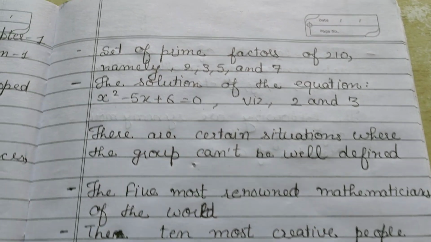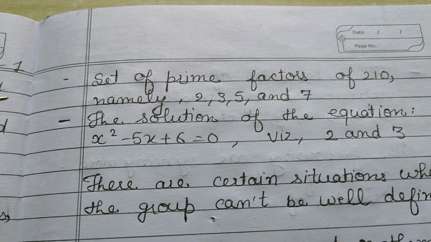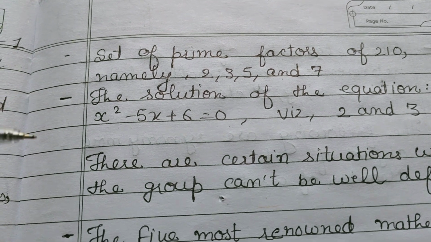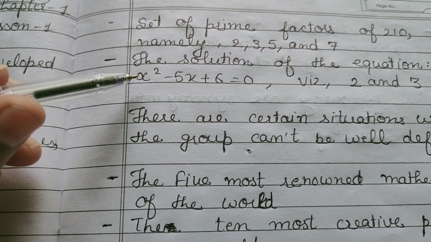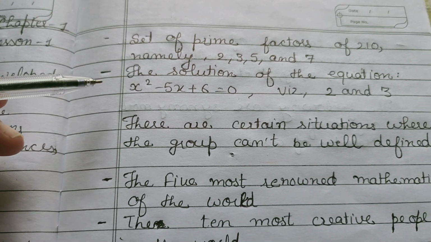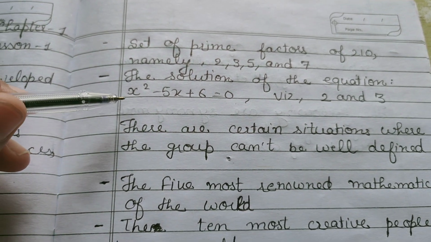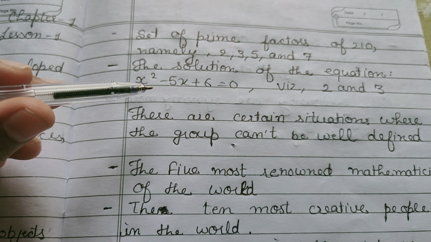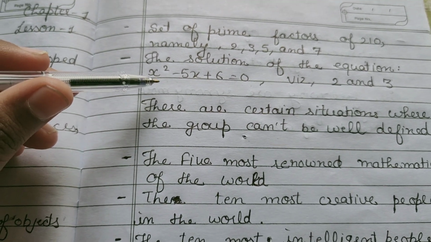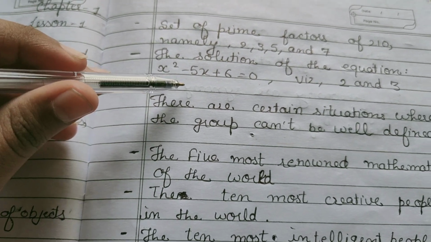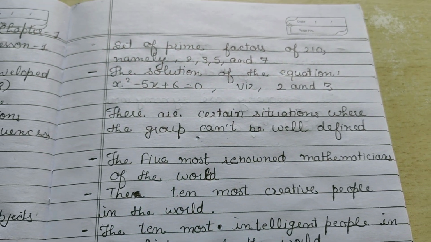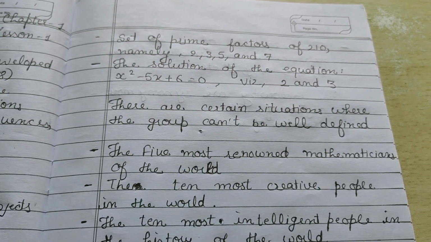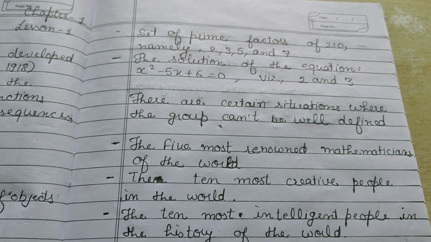The next example is the set of prime factors of 210: 2, 3, 5 and 7, this is also fixed. The solution of the equation x square minus 5x plus 6 is equal to 0, this is a polynomial equation, and when you solve this equation the answer is 2 and 3, this is also fixed. Okay students, so these are all examples of sets.